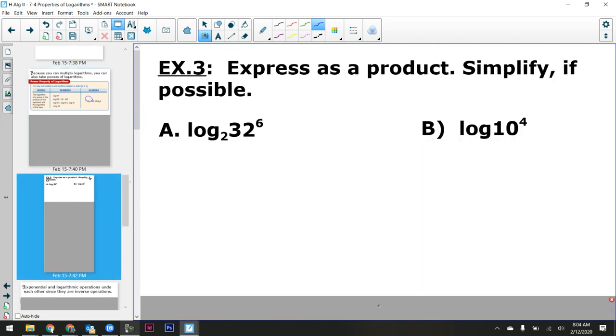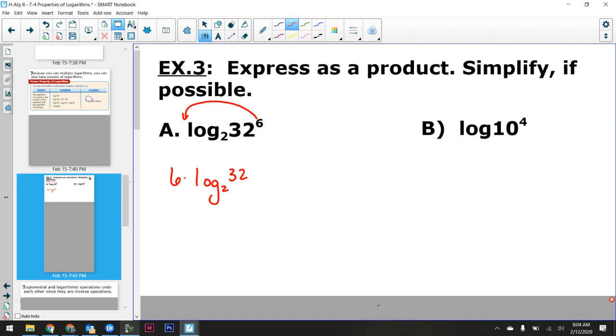All right, so we got log base 2 of 32 raised to the 6th power. I'm thinking, I don't really want to do 32 to the 6th power. I mean, it's possible, 32 to the 6th power is just a really big number. What I can do is bring that 6 around front and multiply: 6 times log base 2 of 32.